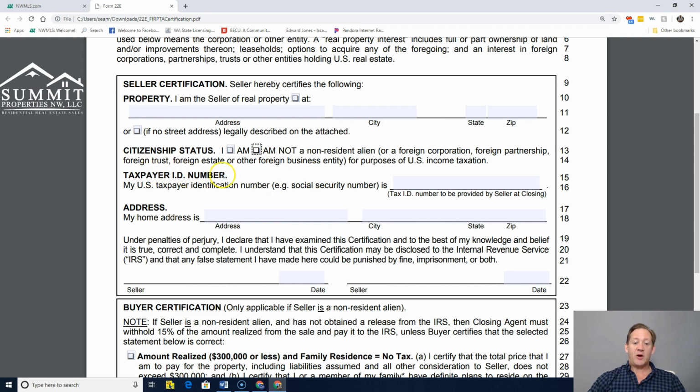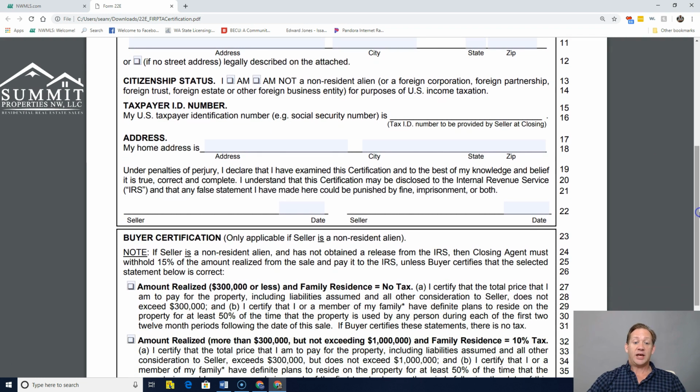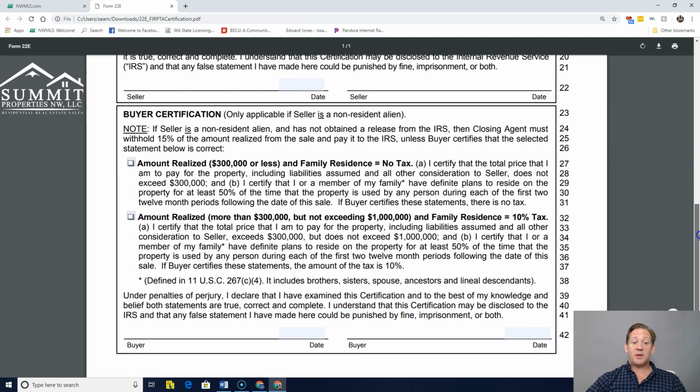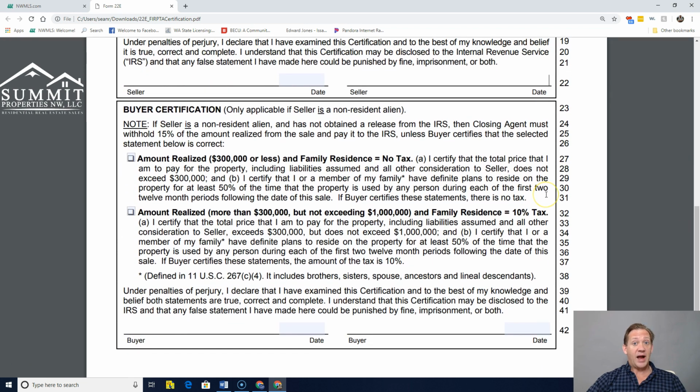And then the taxpayer ID number, this is the seller's taxpayer ID number right there, so that escrow can know to credit that taxpayer's ID at the time of closing, because that's where they're going to send the 15% tax payment or whatever the actual tax ends up being. And we'll get to that at the end of the form. Here you put the home address of the seller, address, city, state, and zip. And then you have the seller sign and date, and seller number 2. And then this is the buyer certification. So they put some onus on the buyer on this form.